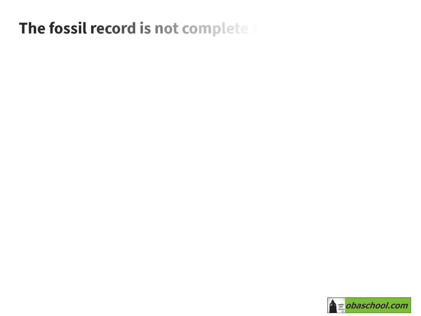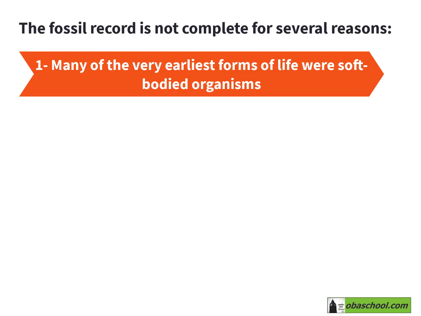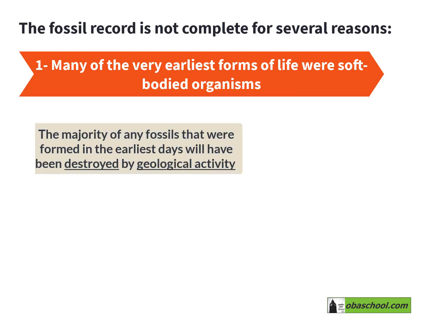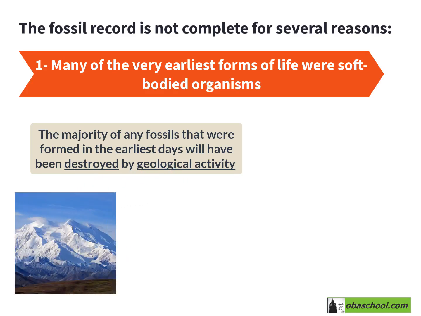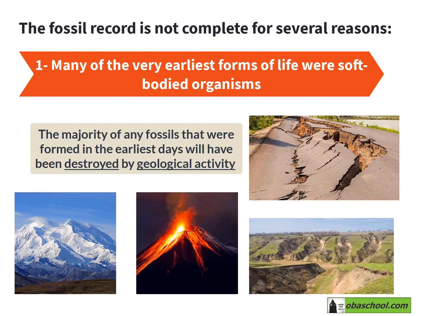Now, the fossil record is not complete, and this is because of several reasons. First, many of the very earliest forms of life were soft-bodied organisms. This means they have left little fossil trace, and the majority of any fossils that were formed in the earliest days will have been destroyed by geological activity, including the formation of mountain ranges, erosion, volcanoes, and earthquakes.